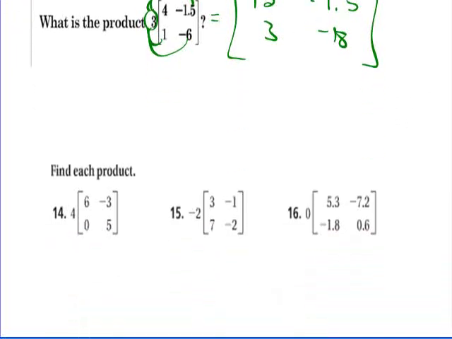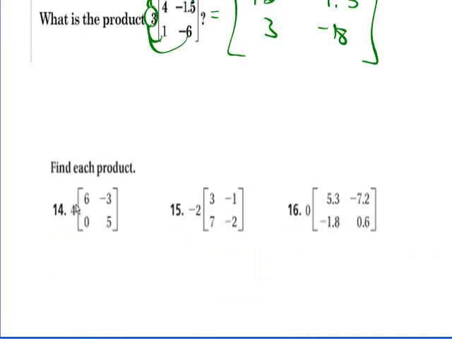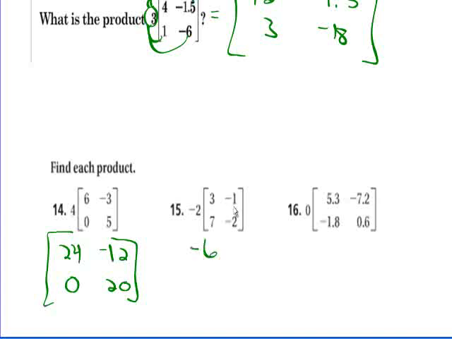Scalar, so 4 times everything in here, we got 24, we got negative 12, we got 0, we got 20. You betcha. That's it. Alright, so 15, here we go. Negative 6, 2, negative 14, positive 4. You thought I was going to mess up, didn't you? Alright, so positive 4.